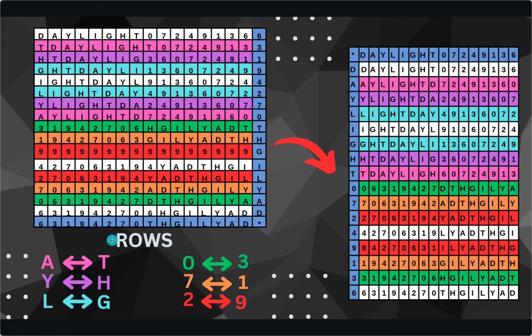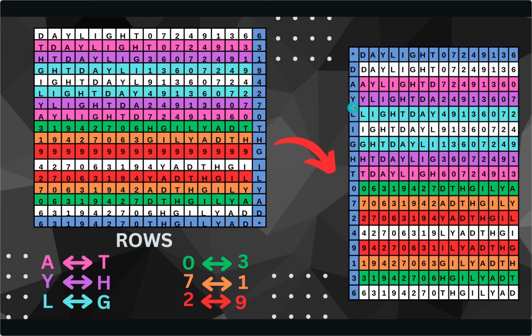So here we're going to interchange the rows. As you can see, the column is okay, and it's the same as in the original table. So what we need to do is interchange the rows. First is A interchange T, then Y interchange H, and L interchange G. And another one, 0 interchange 3, 7 interchange 1, 2 interchange 9.